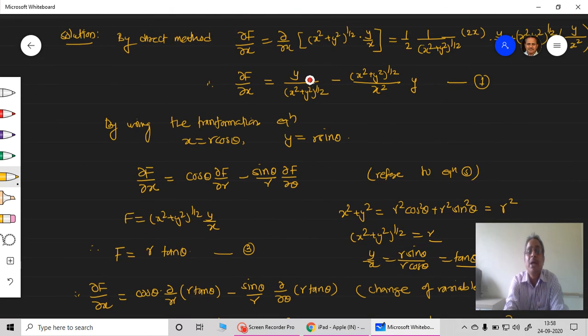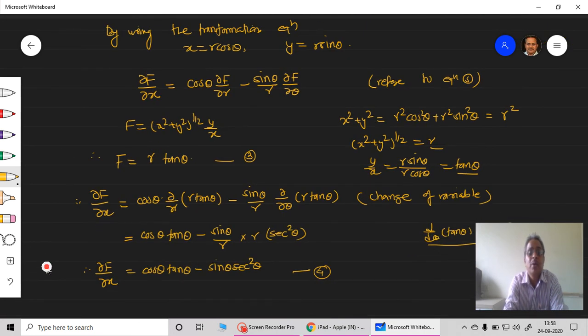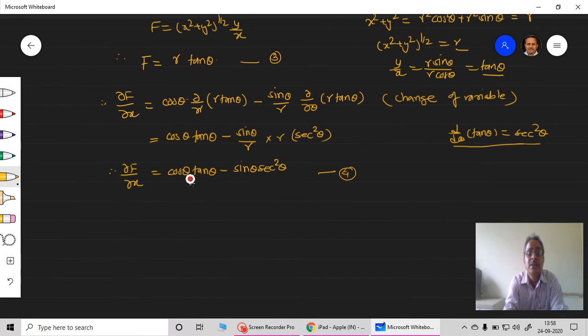This is y upon (x square plus y square) raised to half minus (x square plus y square) raised to half upon x square into y. That is my equation 1. That is what partial differentiation of f obtained by direct method is, as shown here. By using this change of variables, I have obtained this. Now I have to show whether this is exactly similar to equation 1.